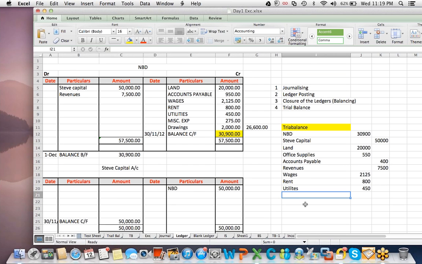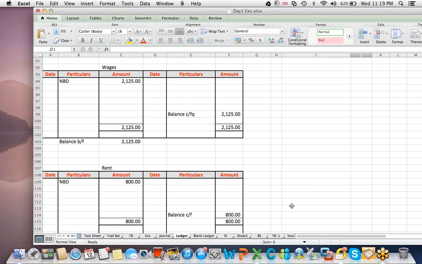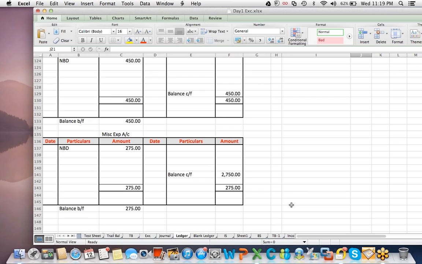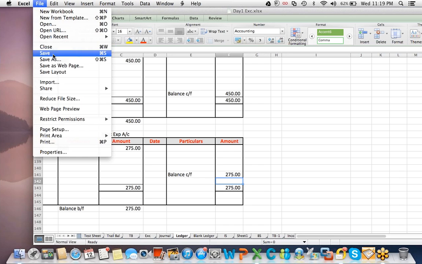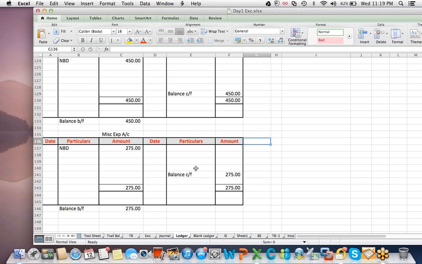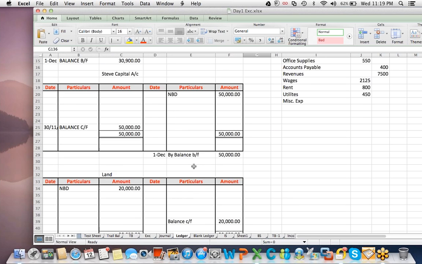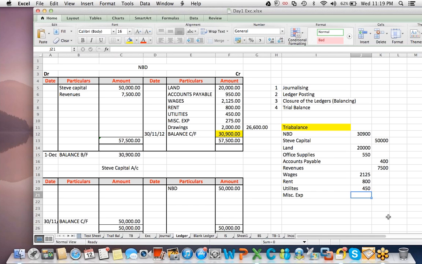If you go to that miscellaneous expenses letter, it's here. Now, it's saying the balance carried is 2750, right? Oh, there is a zero. There is a spelling mistake, a typo error. Okay, so now it's okay, we can balance that out. Yes, 275.